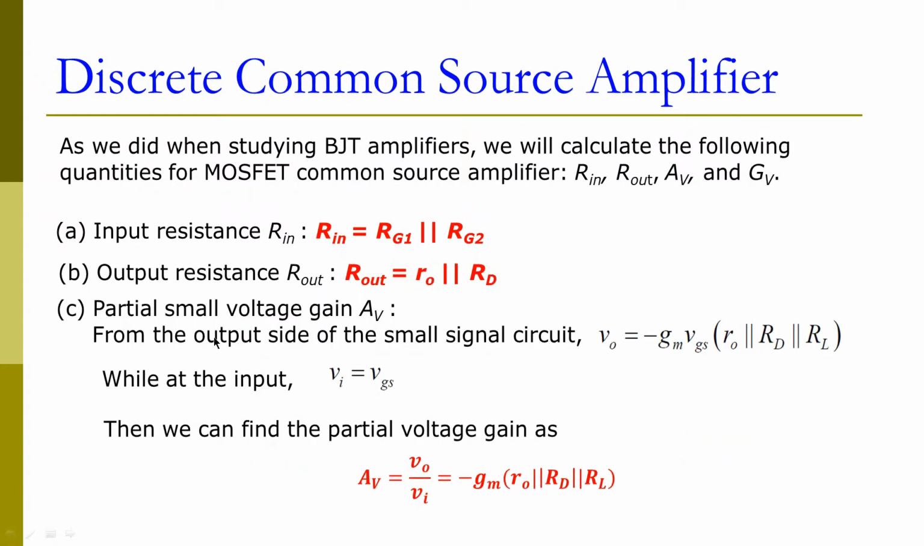With this information, we are able to calculate the partial small signal voltage gain Av. The output voltage is as above and our input voltage equals vgs. Plugging in the definition of Av, which equals vo divided by vi, gives us the partial small signal voltage gain Av equals negative gm times ro, RD, and RL in parallel.